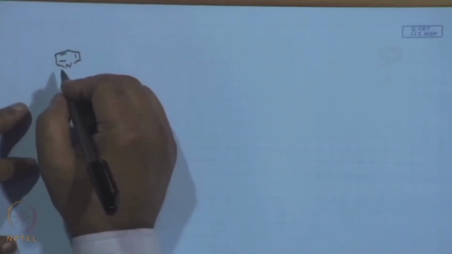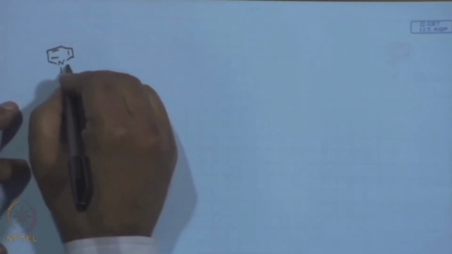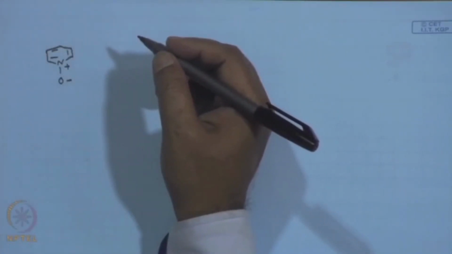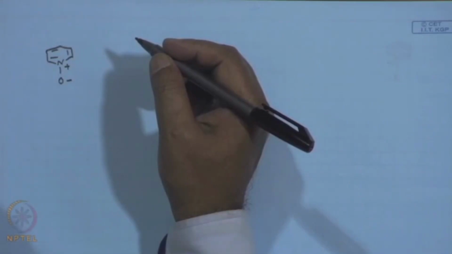So, pyridine N oxide, all of us know it is more electrophilic or nucleophilic, although we put an oxygen up here and nitrogen here, and in terms of nucleophilicity or electron density around the ring carbons, it is more nucleophilic.